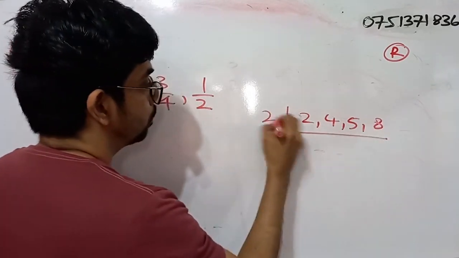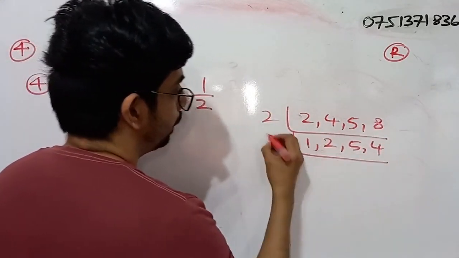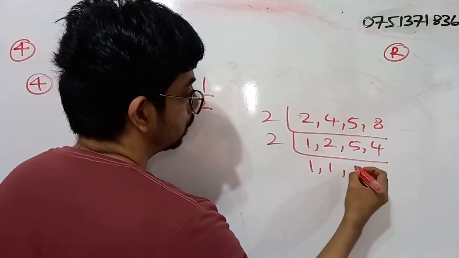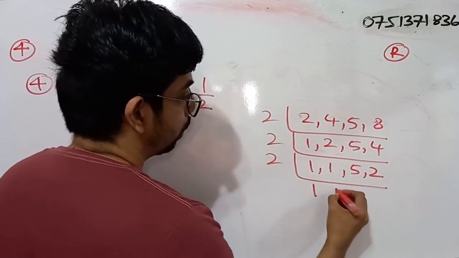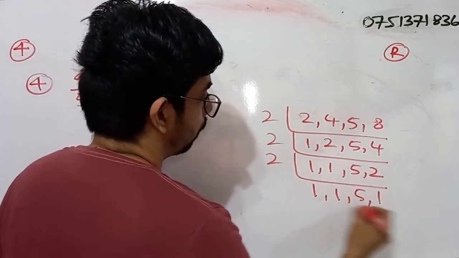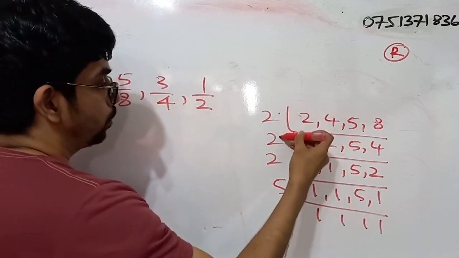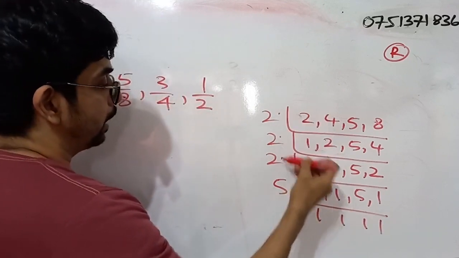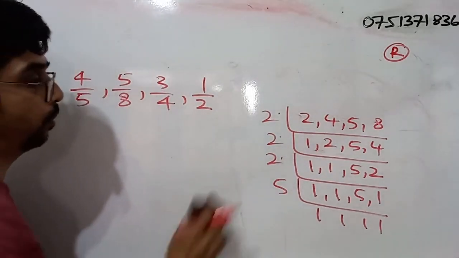So we will divide this by 2. 1, 2, 5 and 4. Again we will divide this by 2. 1, 1, 5 and 2. Again we will divide this by 2. 1, 1, 5 and 1. Then we will divide this by 5. 1, 1, 1, 1. 2 times 2, that is 4. 4 times 2, that is 8. 8 times 5, that is 40. That means the least common multiple is 40.